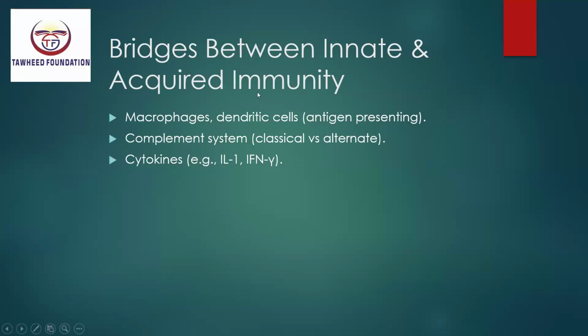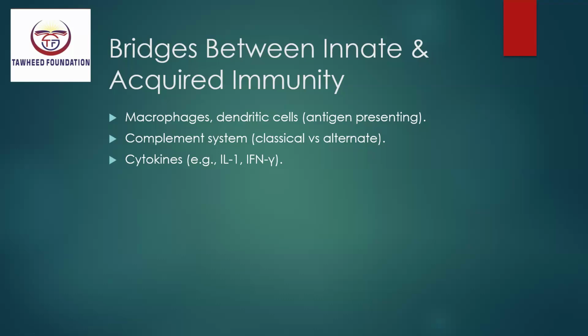Bridges between innate and acquired immunity. The innate and acquired immunity do not work independently. Rather, they function in a highly interactive and collaborative manner, increasing each other's efficiency and producing a combined response, which is more effective than either branch could produce by itself.